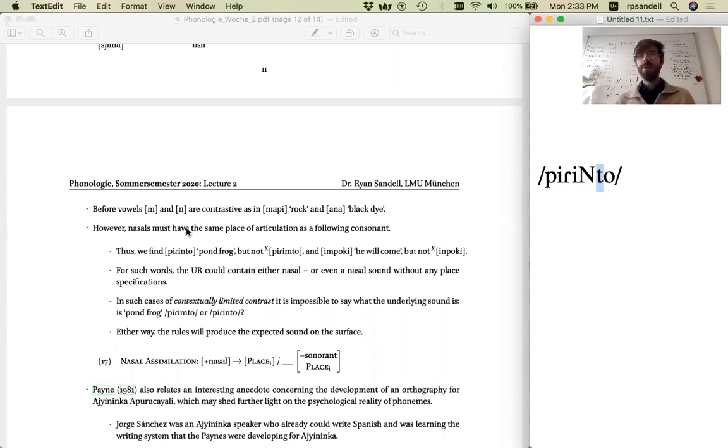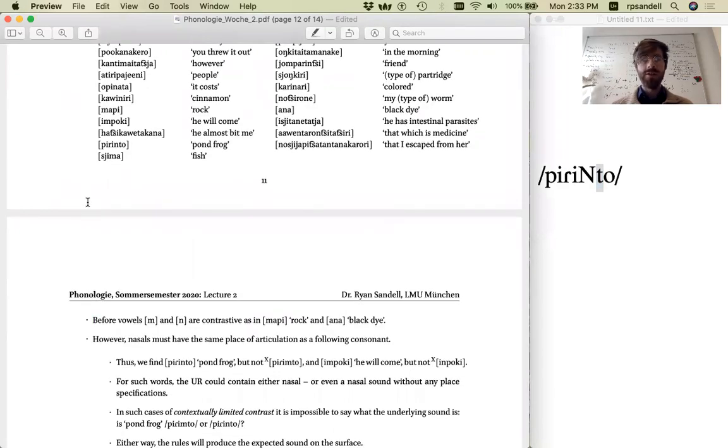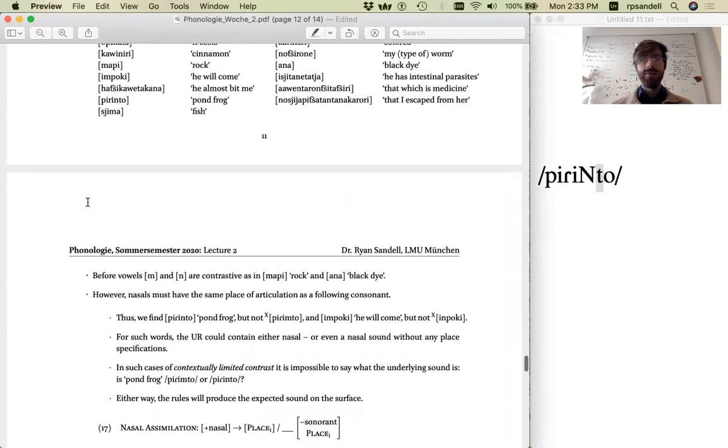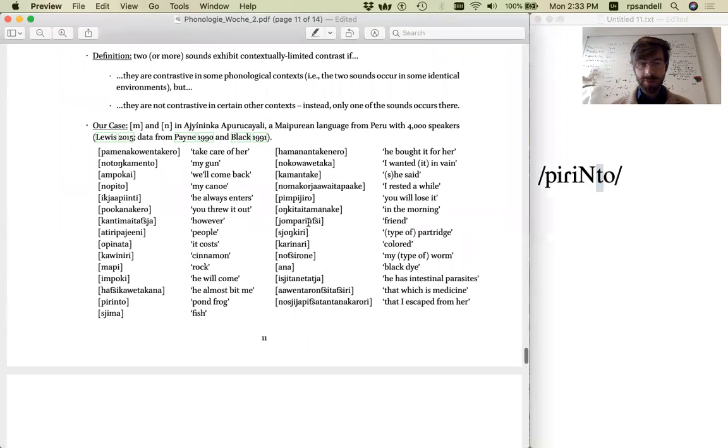This means that we're dealing with a case of contextually limited contrast. As we said, nasals do contrast before vowels. Either a labial or a coronal nasal can occur before a vowel, but preceding at least a non-sonorant sound, like a stop, and I think there are some instances before the affricate sa in the data, as in the word for friend, we only find a coronal nasal, as we would expect.